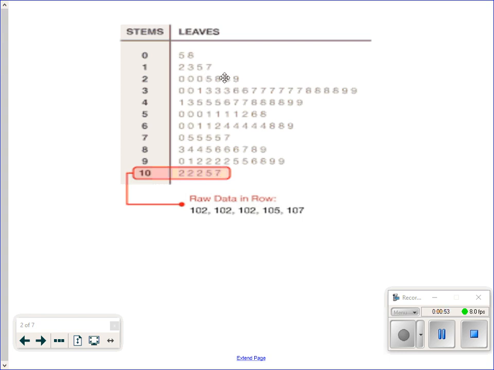So there's a lot of data here. If you were to list all these numbers, it'd be a ton of numbers. So is a stem and leaf another way to organize data? If I'm looking here, what is my smallest number? It's five. My biggest number isn't a nine here. It's actually this 10 and this seven, which equals 107. See how that works? This 10 would make this 102, 102, 102, 105, 107. So that's how this stem and leaf looks.